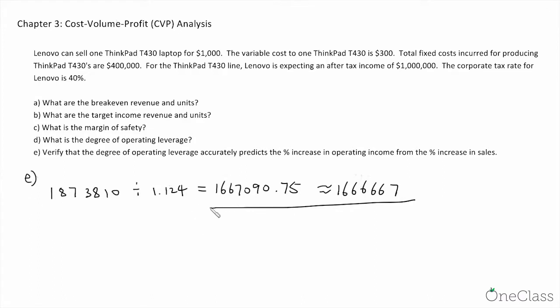Because remember, I rounded the sales unit from 2952.38. I rounded it up to 2953, and I've also done some other rounding in some other process, so that's why this number doesn't equal to this number exactly. But this is the verification process. This is the proof, and this is close enough.